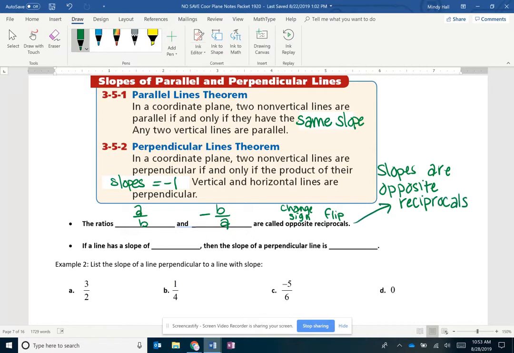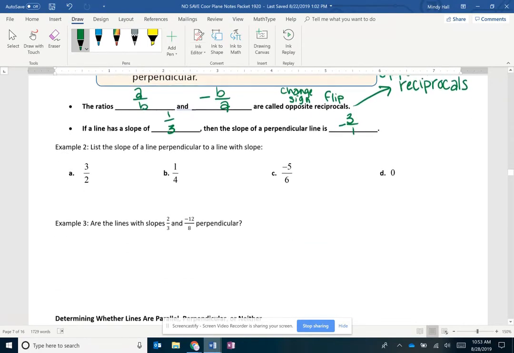Okay, so if a line has a slope of, let's say, 1/3, then the slope of the perpendicular line would be -3/1, or just -3, because we changed the sign and flipped the fraction. So to list the slope of the perpendicular lines, this one we change the sign to a negative, and it becomes 2/3 instead of 3/2. For B, we have 1/4, so we change the sign and make it 4/1. For C, we have -5/6, so we change the sign so it's positive and flip the fraction, so 6/5.